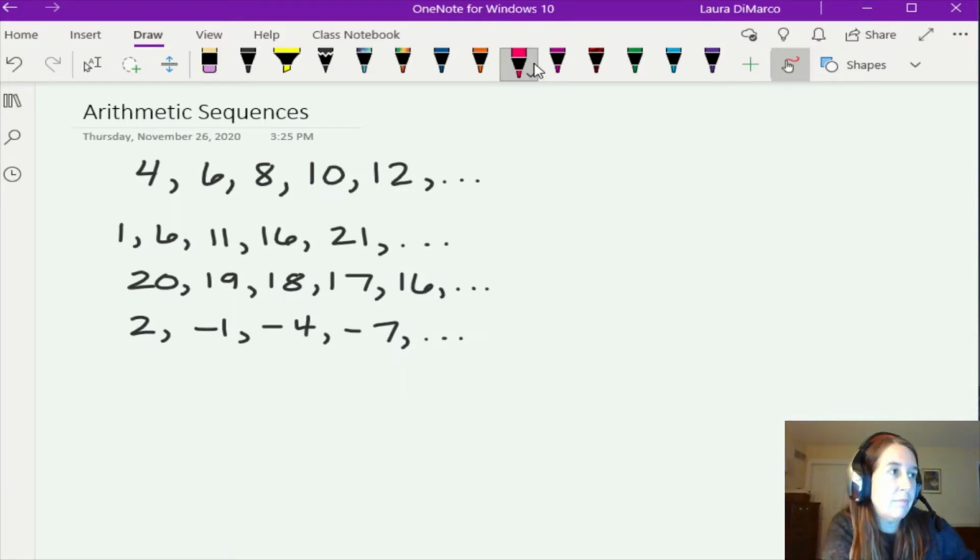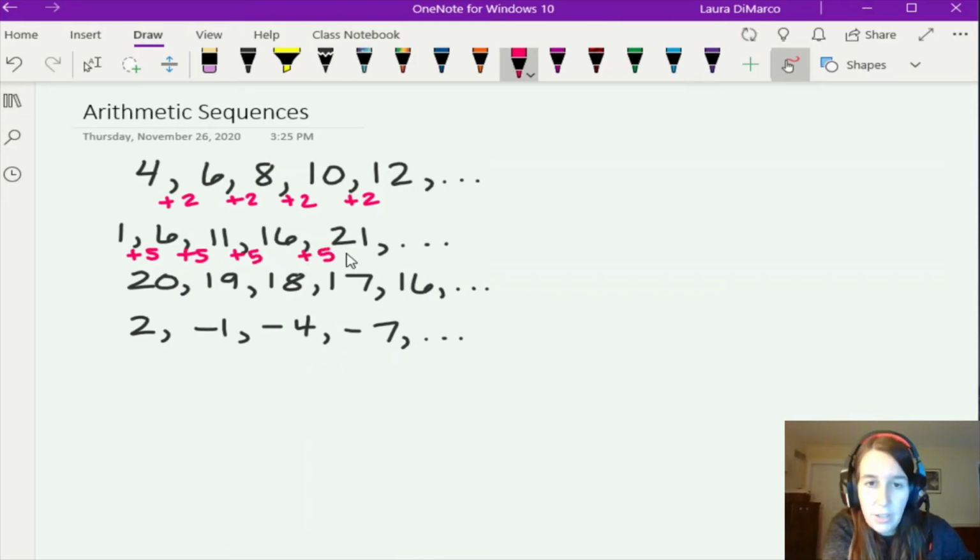Okay? So hopefully you noticed in the first sequence that you added 2 to get 6, you added 2 again to get 8, you added 2 again, and you added 2, and so on. And so what we're doing each time is adding 2. In the second sequence, let's see, we went from 1 to 6, we were adding 5. If we add 5 again, we get 11. If we add 5 again, we get 16. And if we add 5 again, we get 21. So each time we are adding 5.